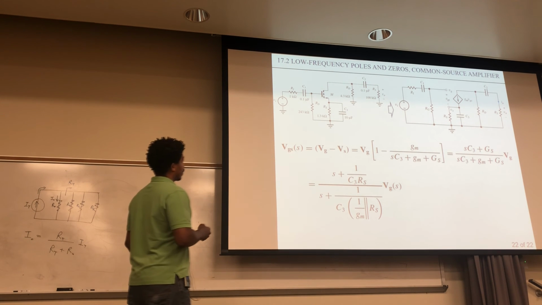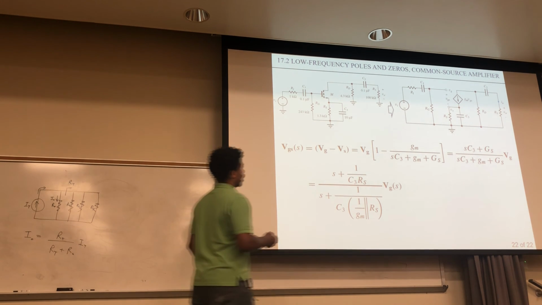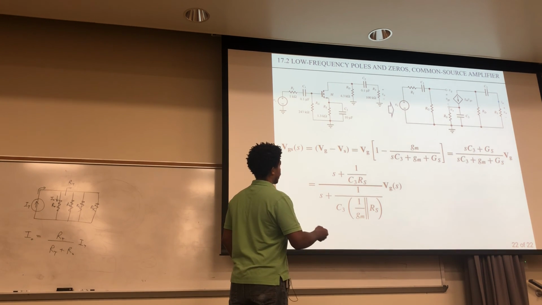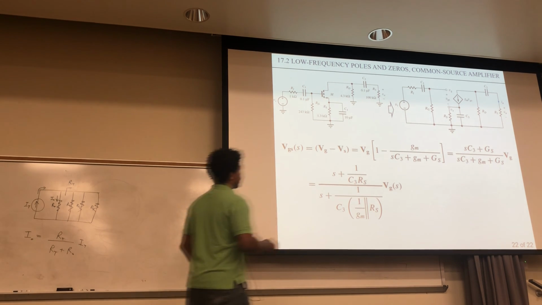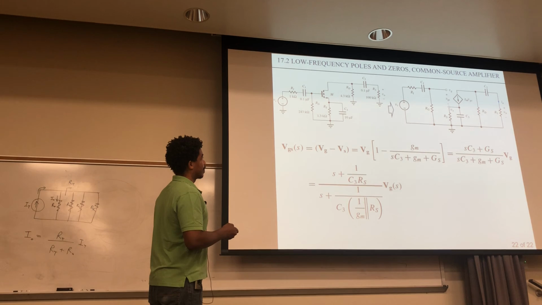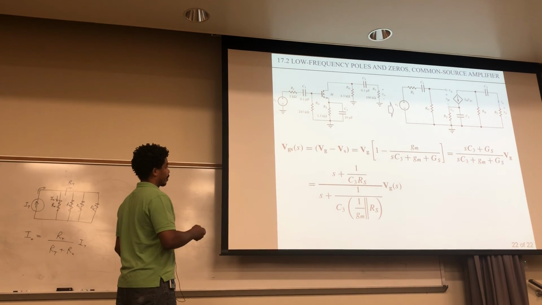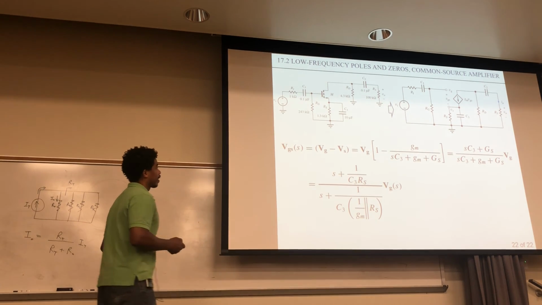So this expression right here, VGS, which is VG minus Vs, substituting what we've just seen before, we have this expression, and then you can simplify that to this, and then simplify that even further by dividing by S over C3, and you get this right here. Okay.